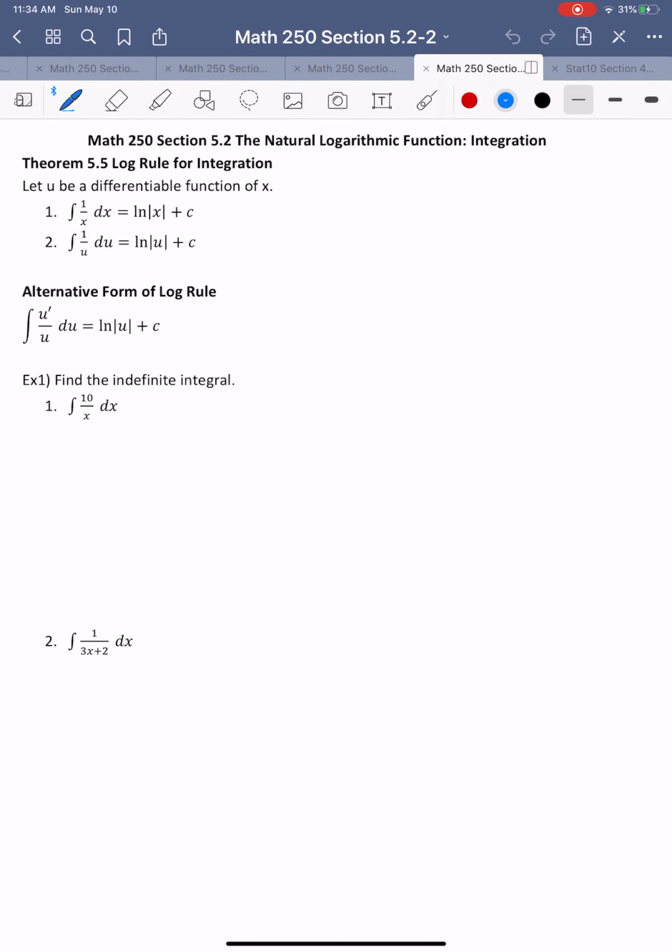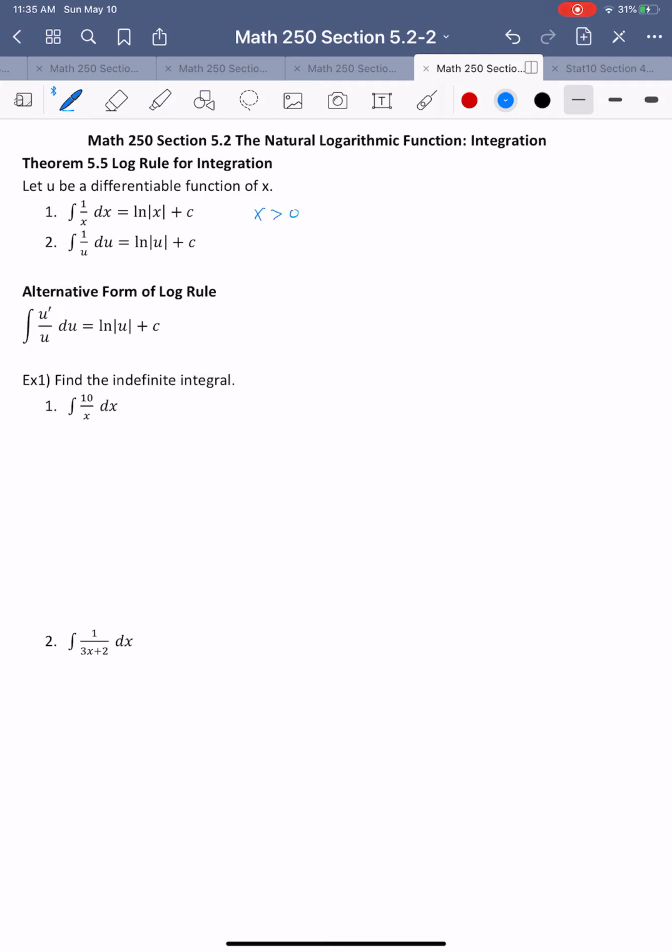Hello, this is section 5.2, the natural logarithmic function for integration. So theorem 5.5, log rule for integration. When u is a differentiable function of x, the integral of 1 over x dx is the same as ln of the absolute value of x, because we need to make sure x is always a positive number.